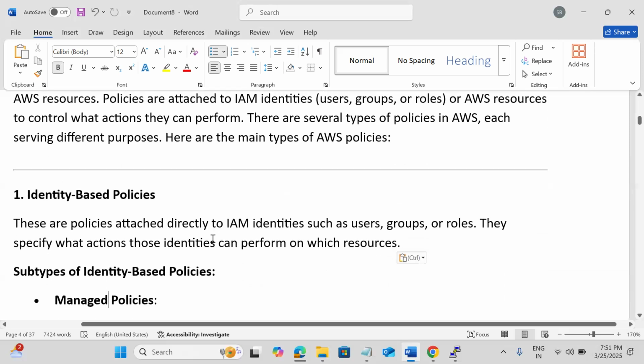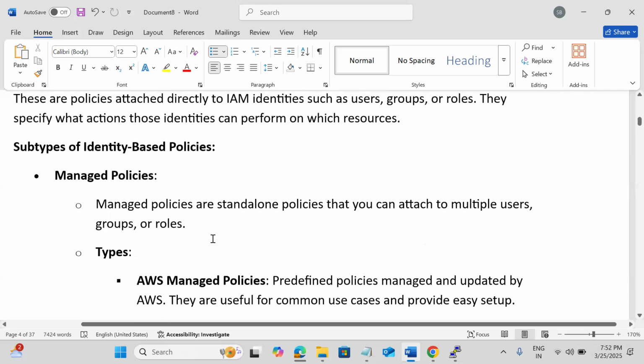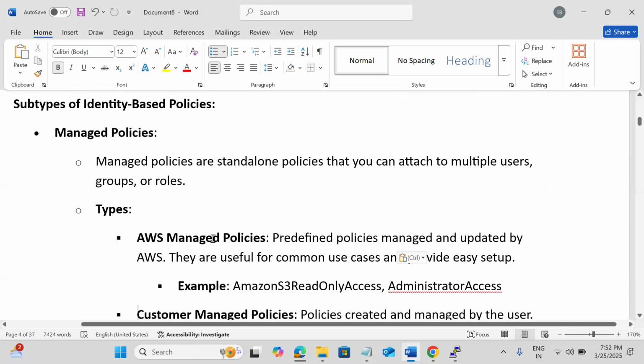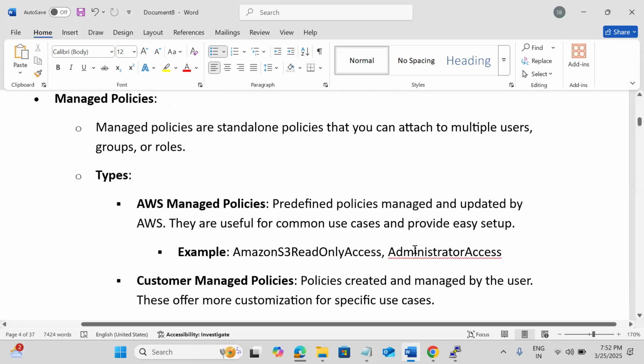Okay, so now we have identity-based policies. In identity-based policies, we are going to create the policies for users, groups, or roles, or we are also creating resource-based ones. And in managed policies, AWS has provided more than 1,000 managed policies. For example, EC2 read-only access, EC2 full access, or ECR level, RDS level, S3 level. And if I give administrator access, then that user can do anything in that account, but it is not recommended to give administrator access to everyone.